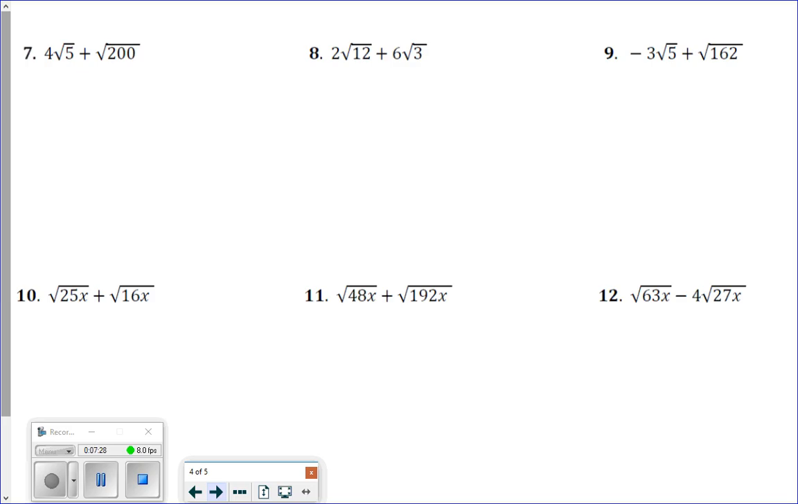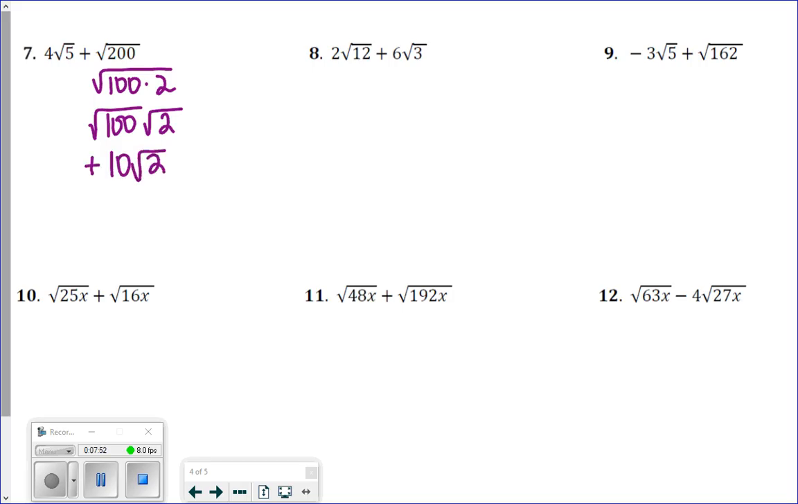On number 7, I notice 4 square root of 5. That's already simplified. I can't do anything with that. 5 is a prime number, and it's not a perfect square, and we can't do anything with it. I can, however, simplify the square root of 200, because I can break that up into 100 times 2. Take the square root of 100 separately, and get 10 square root of 2.